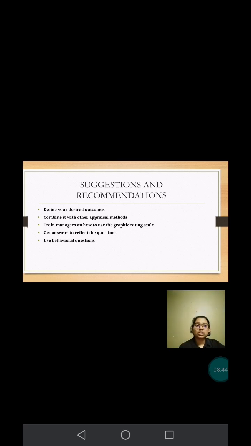Last but not least, use behavioral questions. For each role you want to use the graphic scale for, define the key desired behaviors. For example, should the employee be a team player? Should they be innovative and creative? Should they be friendly and personable with customers? Go through each role, list the desired behaviors, and then create questions that help measure these behaviors most appropriately.